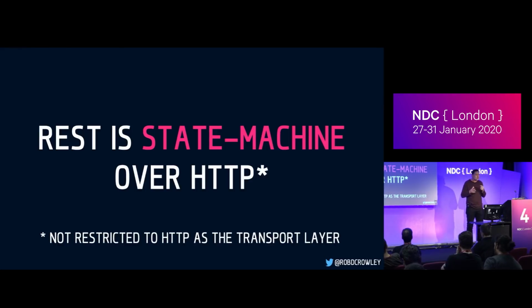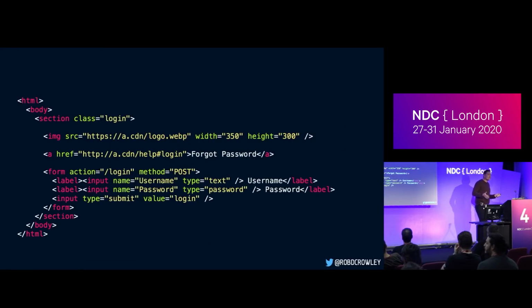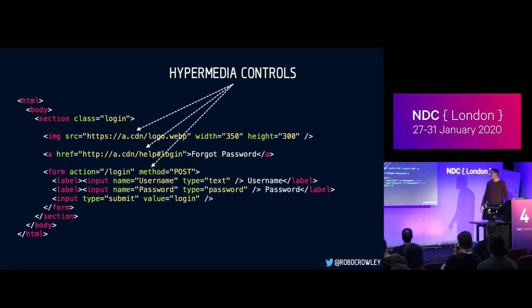So again, the bit that always kind of throws people out, if you're looking at the Richardson maturity model, it's this thing up at layer 3. But it's actually not that far in a concept. It's actually everywhere. It's the underlying paradigm of the web. So if you just look at this really basic HTML page, we have hypermedia controls here. And in fact, we have 3 of them.